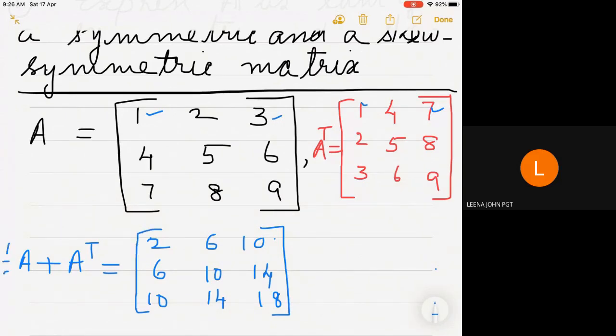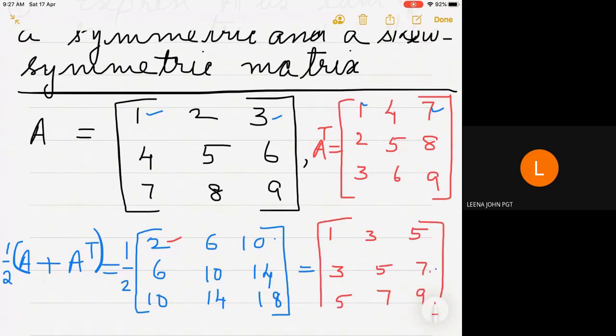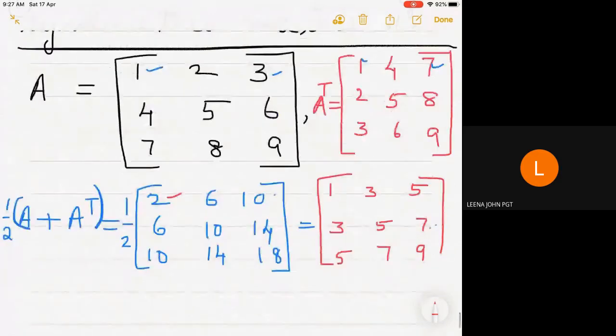And we actually need to find half of this. Taking half means we are just using scalar multiplication, so every element is multiplied by half. So 2 into half is 1, 6 into half is 3, then 5, then 3, 5, 7, 5, 7, 9. So that is your half of A plus A transpose.